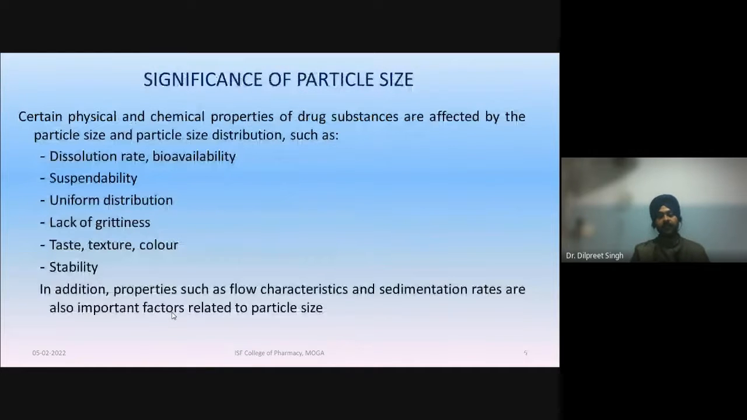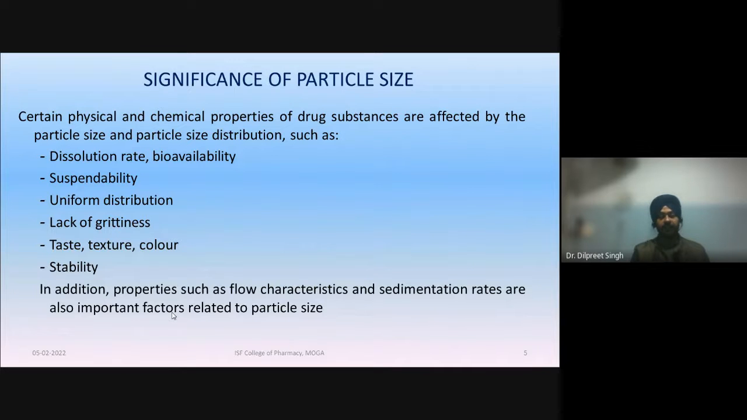So what is the significance of particle size? Certain physical and chemical properties of drug substances are affected by the particle size and the distribution of the drug, such as the dissolution rate and bioavailability. So particle size primarily affects the dissolution rate and the bioavailability. What is the suspendibility of the powder? What is the uniform distribution and lack of grittiness of the powder? What is the taste, texture, and color of the powder after reducing the size and converting it to the mono or poly range? What is the stability of the powder?